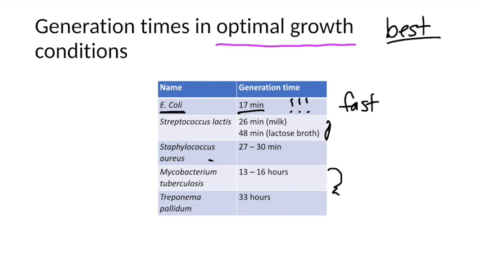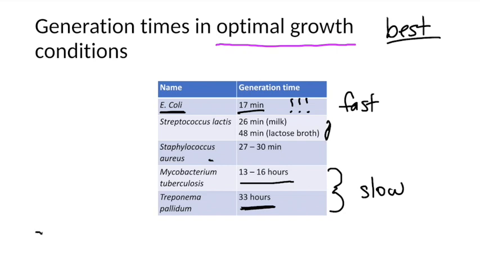Now down here, we have some of our very slow growers. We have Mycobacterium tuberculosis, which causes TB. And it takes between 13 and 16 hours just to go through 1 round of binary fission. Treponema pallidum, one of our slowest ones, 33 hours.